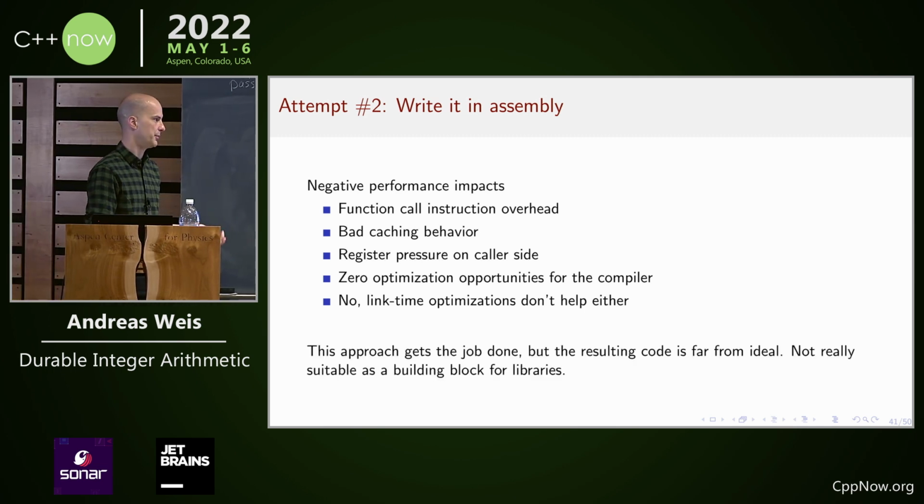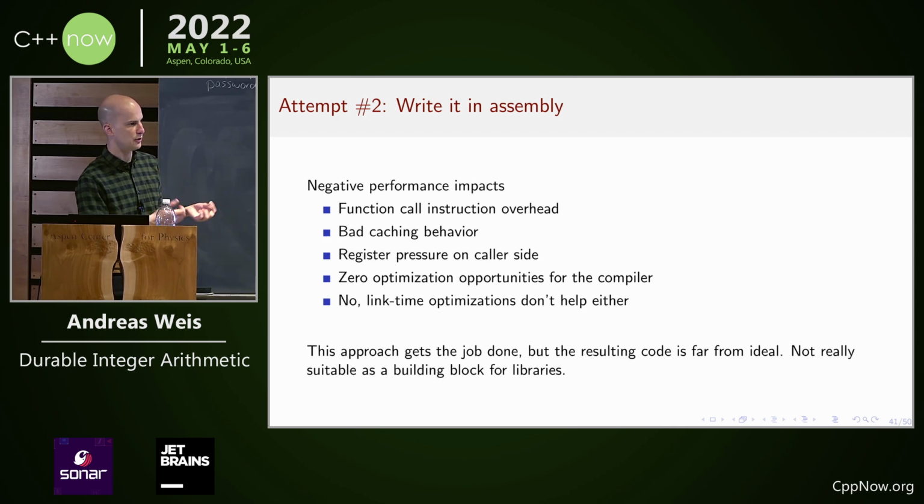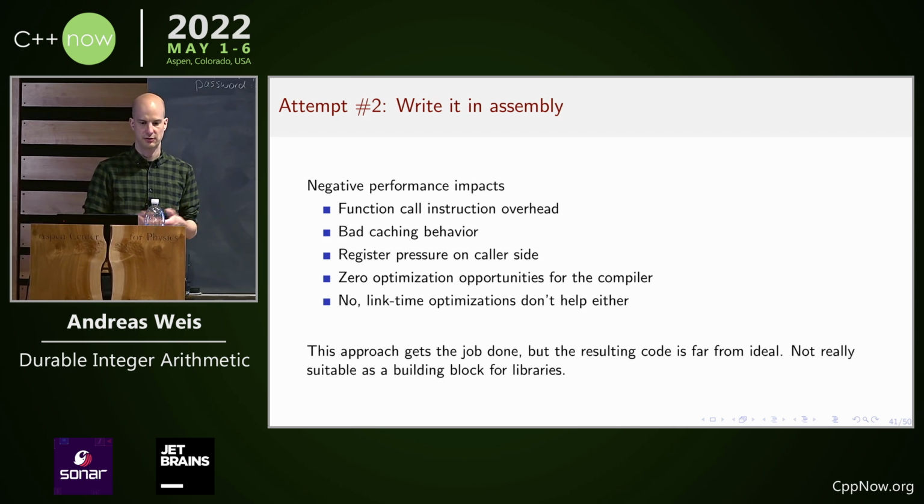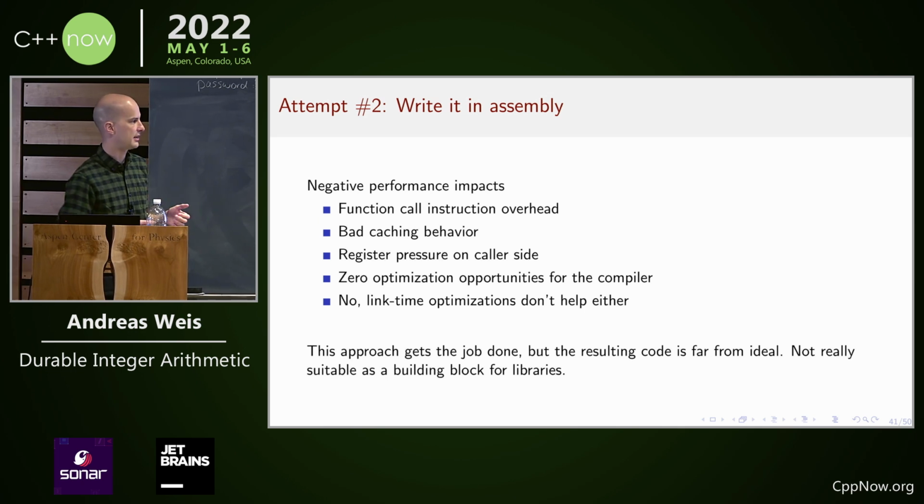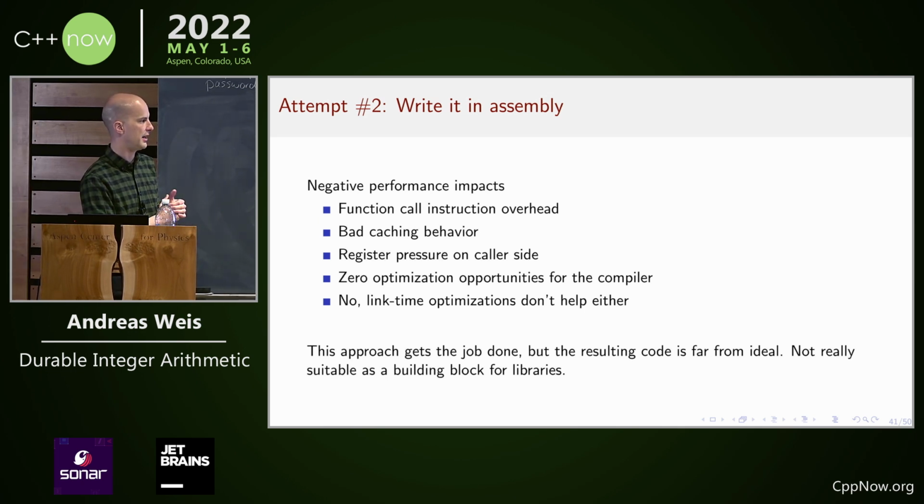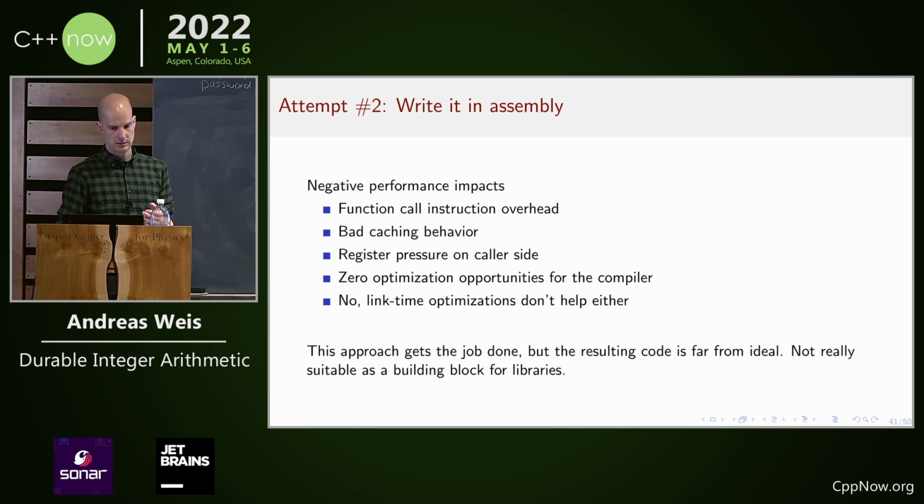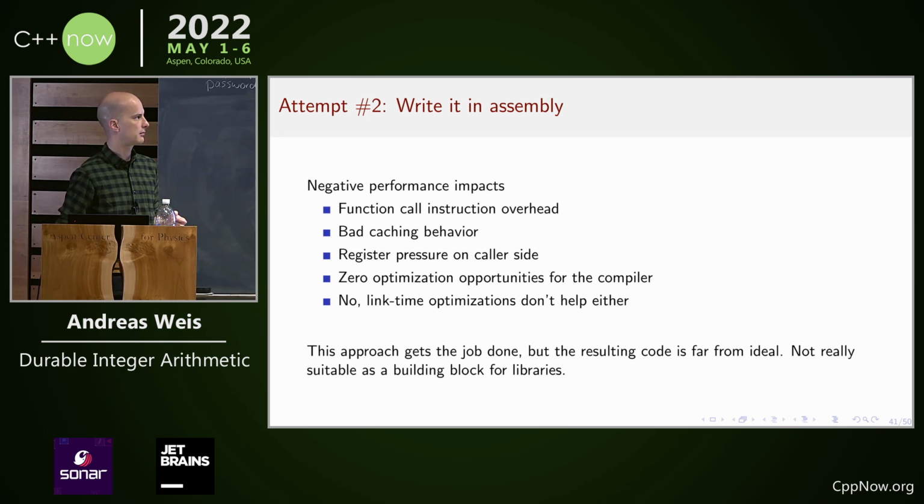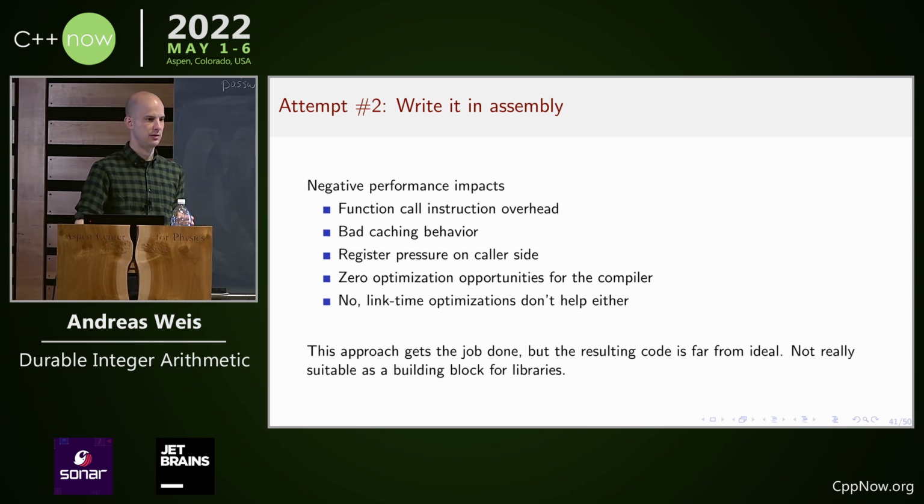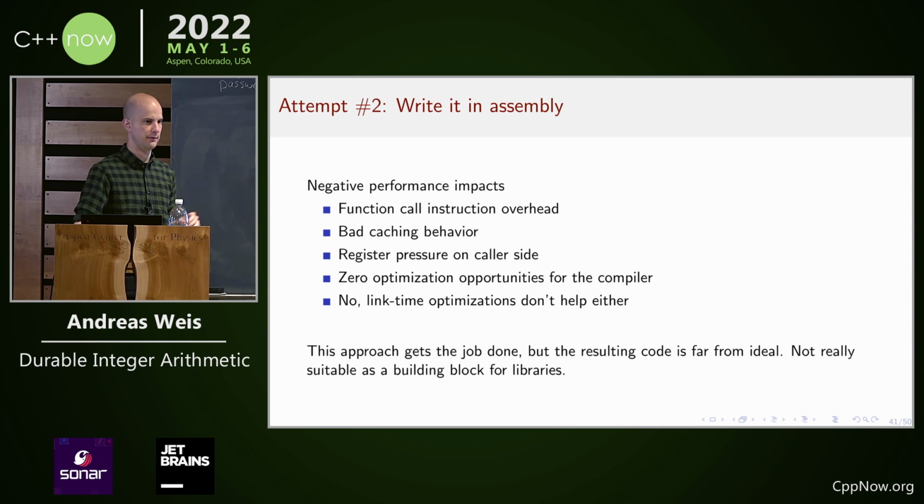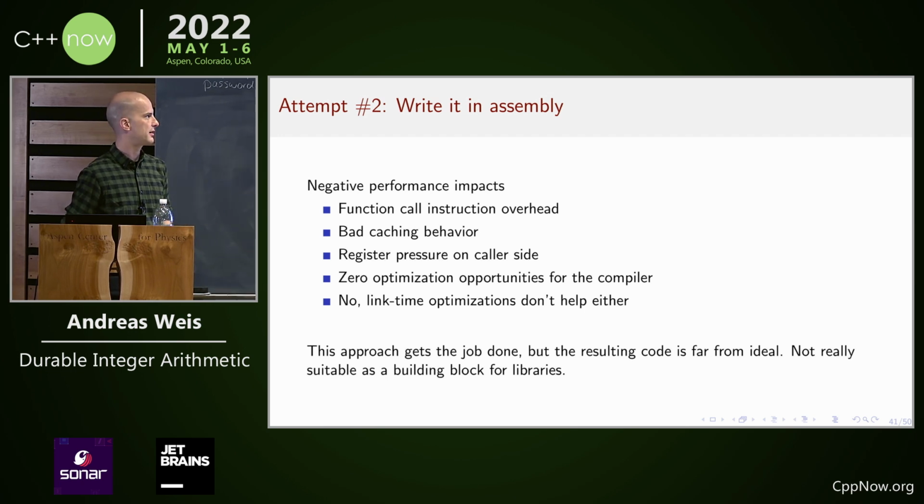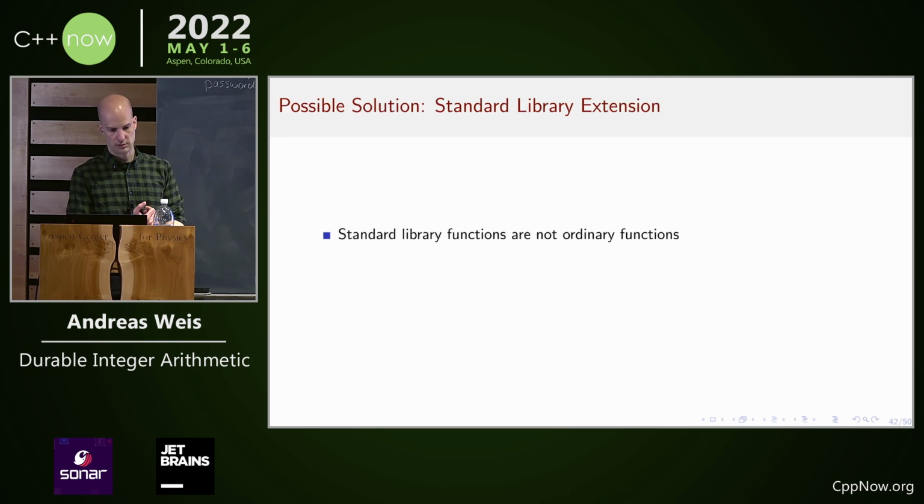So this gets the job done, but the resulting code is not what I would consider ideal. It's hard to optimize, not nice. I would claim this is not really suitable as a building block. So I don't think that this is a problem that can be solved by a third-party library because of this. These are the two options that I would have seen for solving this outside of the standard, just as a normal user, and they both don't seem to work.